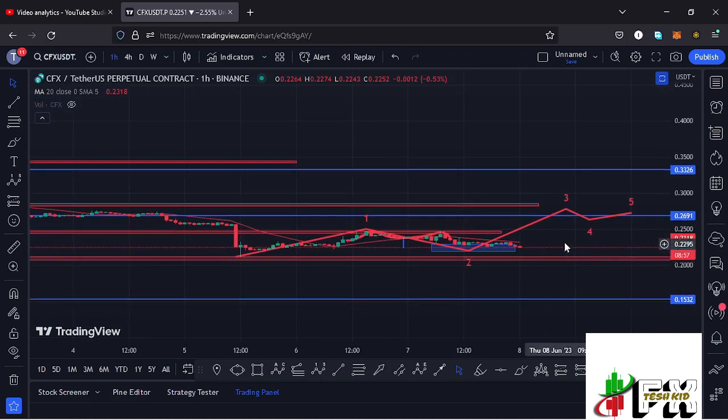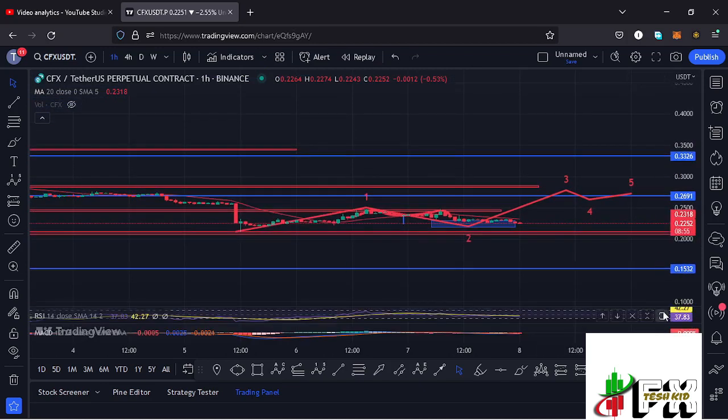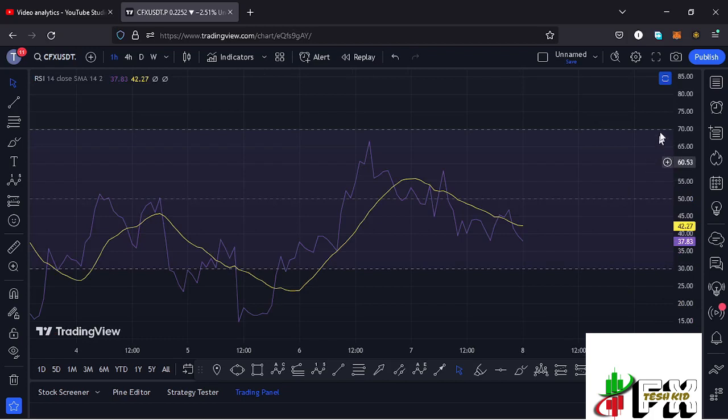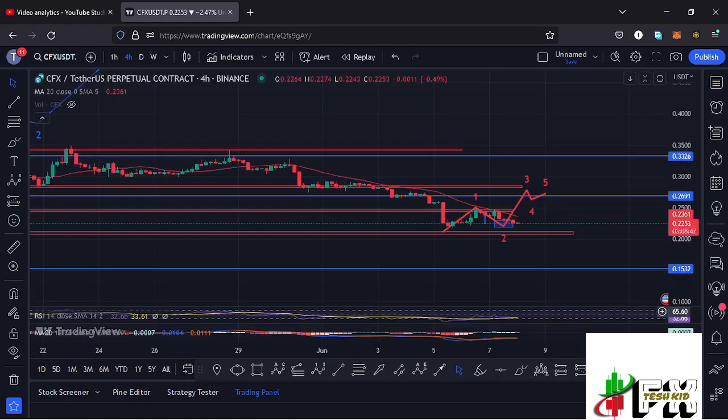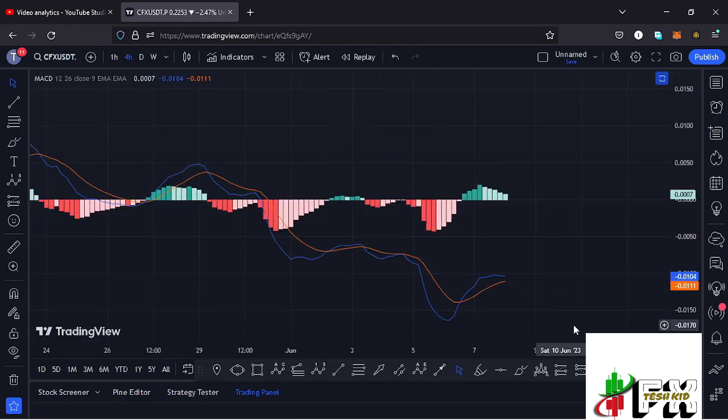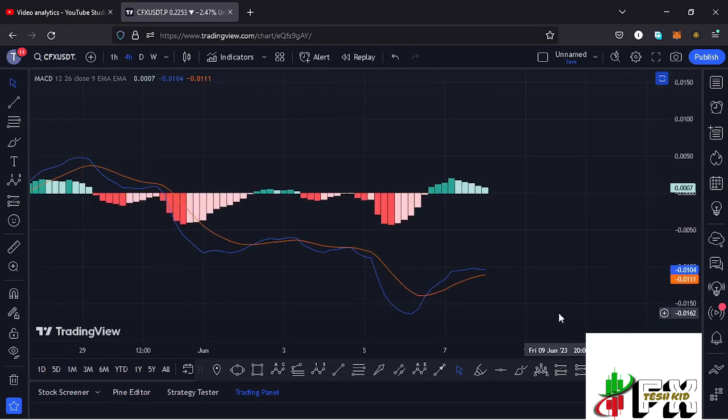And that's all. Also taking a look at the indicators, on the RSI we are trading at around the 37 mark. On the MACD, we have been able to print a bullish cross, fully supporting higher prices. So let's be patient and see how that plays out, and I'll be keeping you updated.